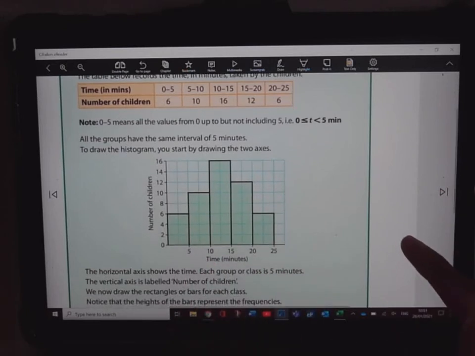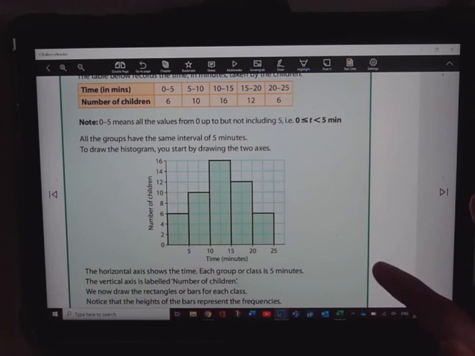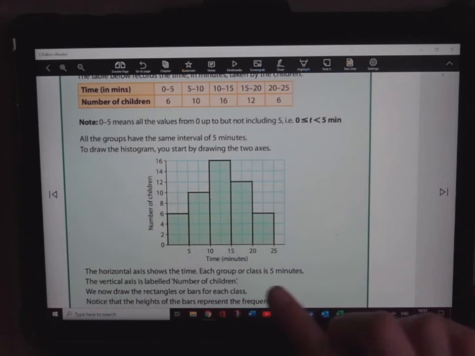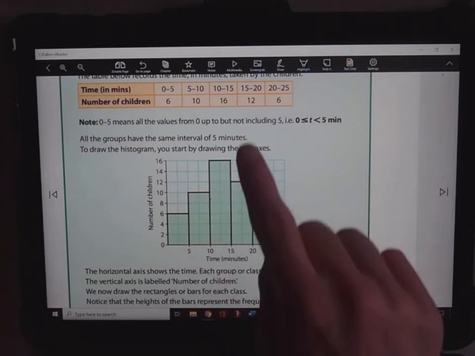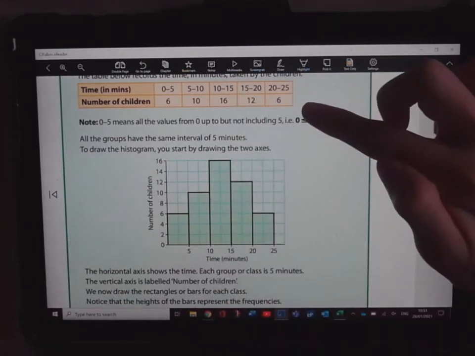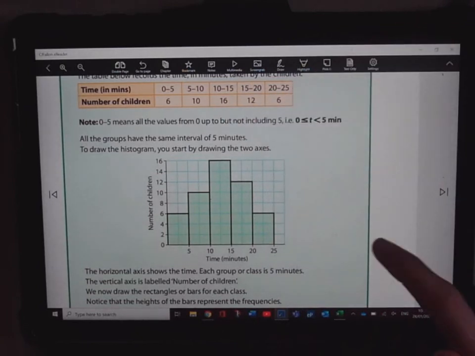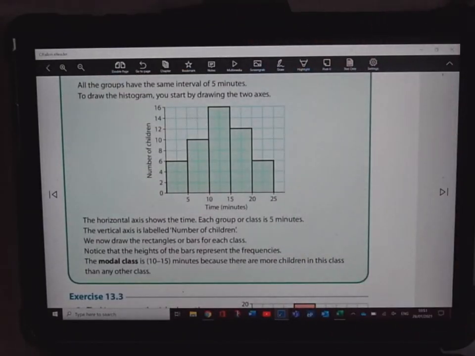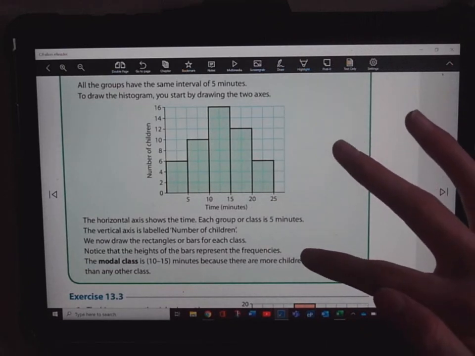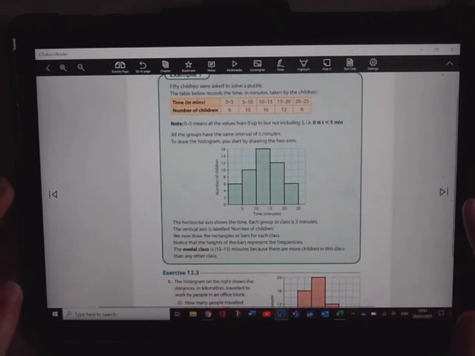And from there, you can read the mode quite easily. The modal class is the highest bar, so that would be 10 to 15. You could have read that from your table, you know that 10 to 15 came up the most, but that's how you read it. You're looking for the highest bar for the mode. Okay, so that is going to go into your example copy.